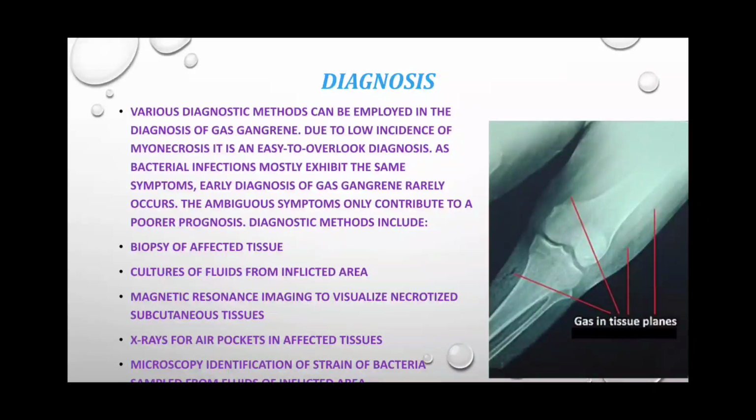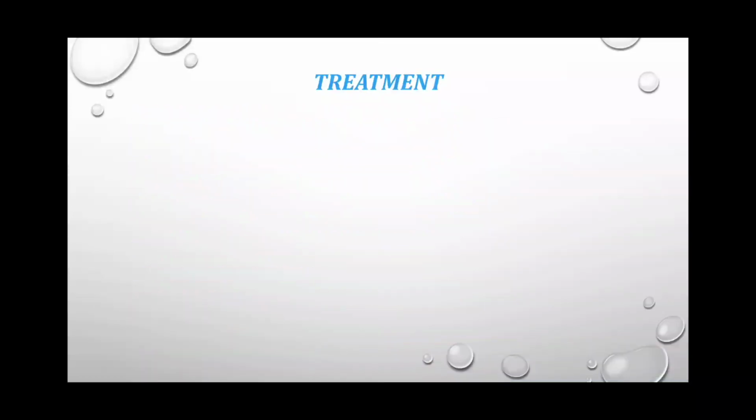As we all know, gas gangrene has a very poor prognosis because it can't be diagnosed very early. Myonecrosis, or change in the color of the skin, appears very late in the disease compared to other symptoms like fever, lightheadedness, and headache. These symptoms are usually seen in all other bacterial infections also. So we can't easily recognize gas gangrene, and usually it is diagnosed when there is myonecrosis.